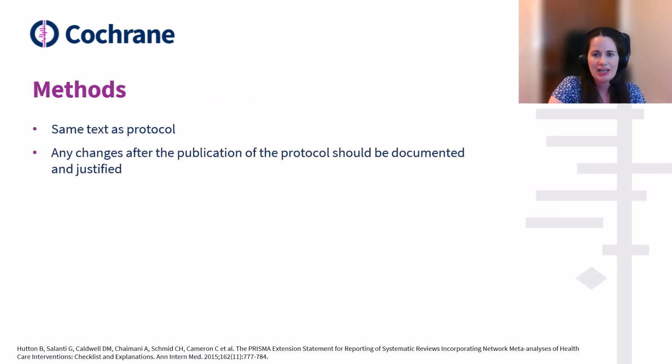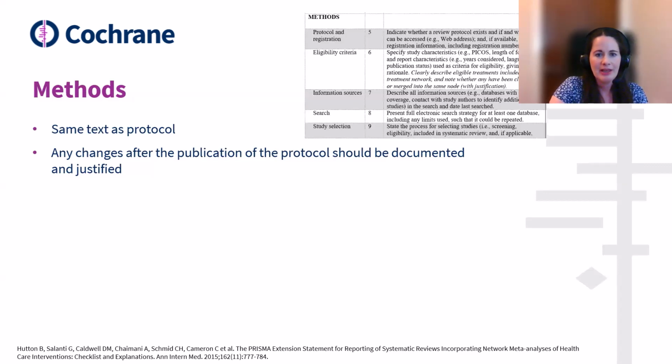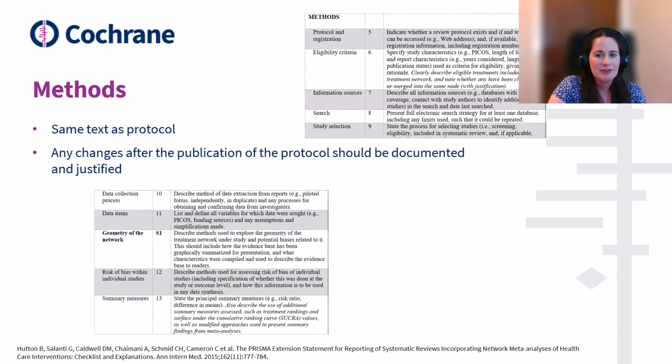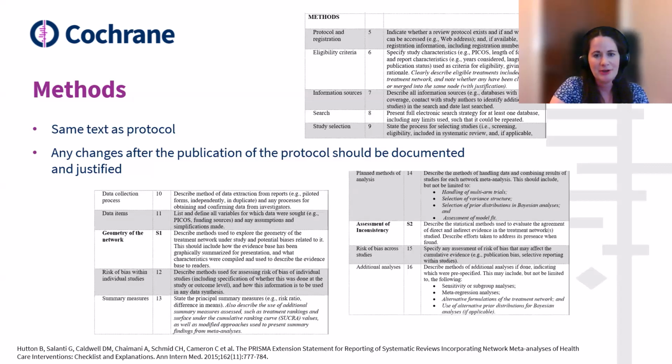The method section should align with your protocol, so I won't go into too much detail here, as this was covered in the first week of this course about writing an NMA protocol. There are 14 items to address in the method section, which will have already been written as part of your protocol. It's important that any changes between the protocol and the review are documented and justified.